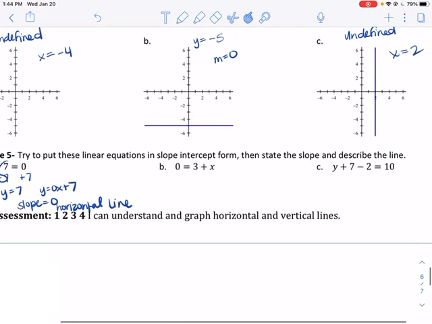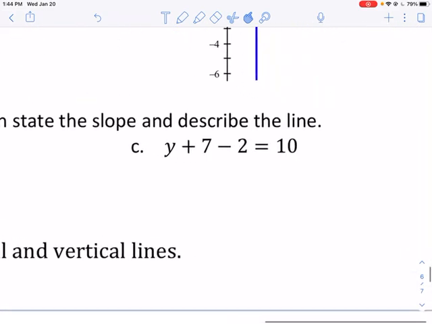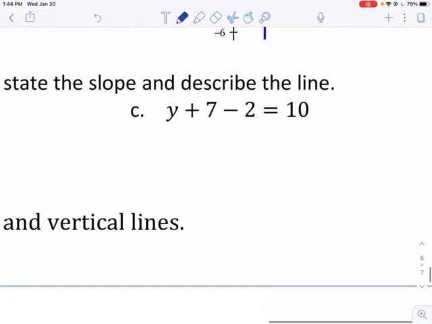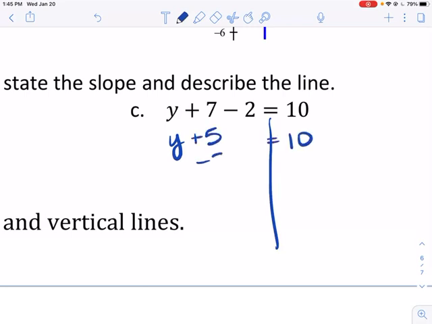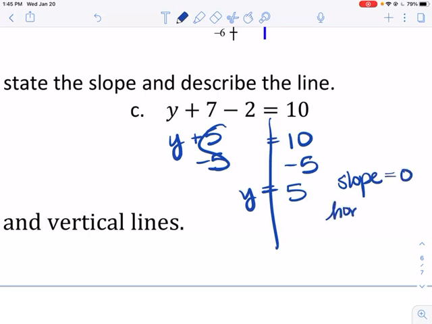Okay. And then let's do C as well. So I'm just going to combine both of these numbers together because it's easier for me to do. I'm going to write y plus 5 equals 10. And then let's subtract 5 from both sides to isolate the variable. On the left, I get y. On the right, I get 10 minus 5, which equals 5. So once again, our slope is 0, and it's a horizontal line.